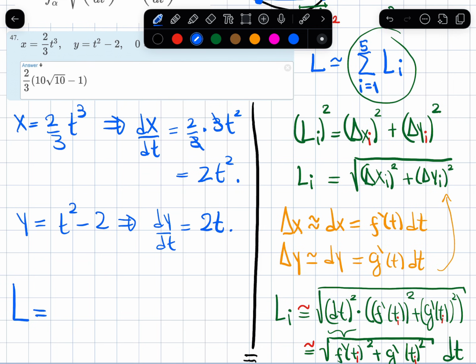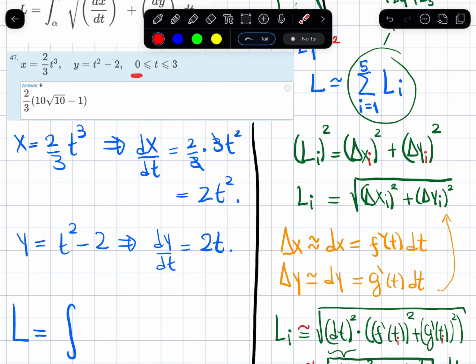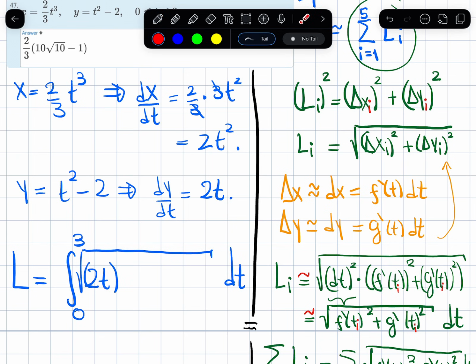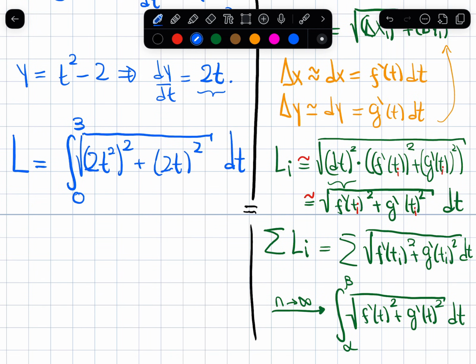So now the length will be the integral from 0 to 3 of the big square root of 2t squared from before, squared right here, and then plus 2t squared. dt. And so this is all of it. Setting it up is the new stuff, right? That's the only new stuff that you haven't seen in previous calculus classes, and now you just have to go through the motions and solve this integral. So maybe a little difficult. Let's get through it together.